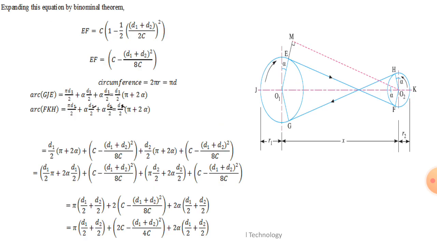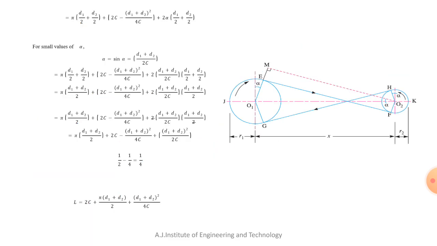That is, you have to practice. So after your derivation, you'll get expression here L equal to 2c plus pi into d1 plus d2 divided by 2 plus d1 plus d2 whole square divided by 4c. So small difference is there in sign. Just look at this, because both the expressions are very important to solve problems. So one for open belt and one for cross belt.